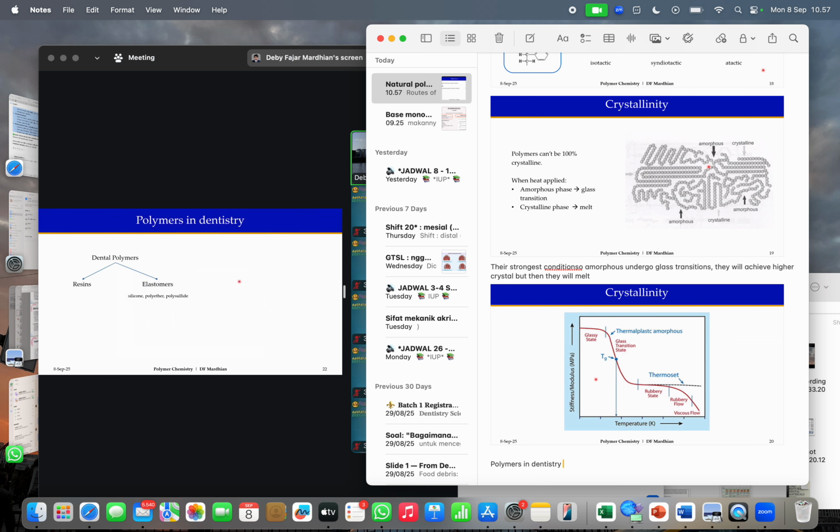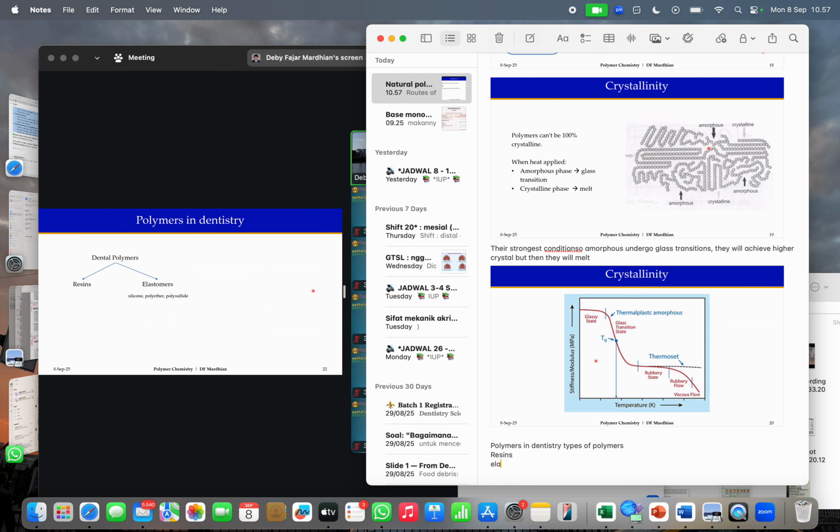In dentistry, we have some types of polymers like resins, polymers and elastomers. However, like I mentioned before, the elastomers like silicon, polyether, polysulfide, they're not used as biomaterials. They are only used as supporting or auxiliary materials to create the biomaterials like denture bases, crown, dental fillings, etc.